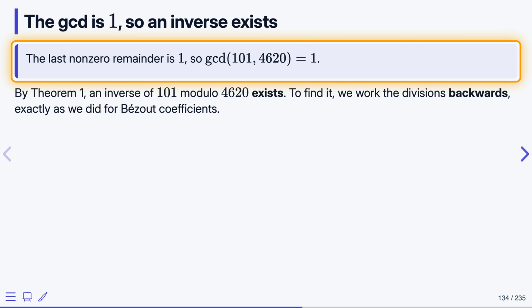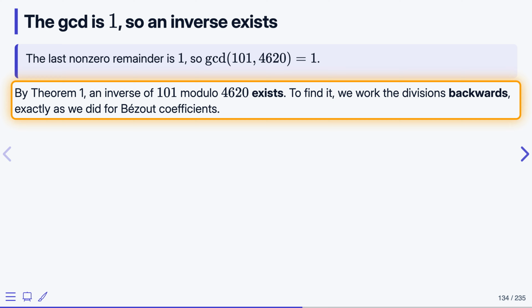Read off the answer. The last remainder that was not 0 is 1. So the greatest common divisor of 101 and 4620 is 1. The two numbers are relatively prime. By Theorem 1, that guarantees an inverse exists, but knowing it exists is not the same as having it. To find it, we work the divisions backwards, exactly the way we found Bezout coefficients earlier. That is the next slide.